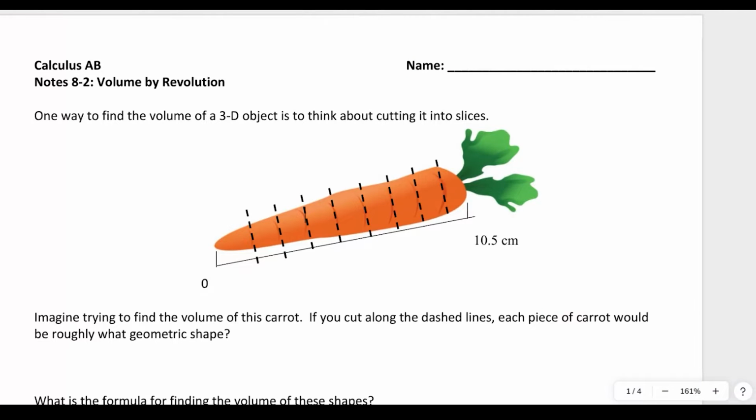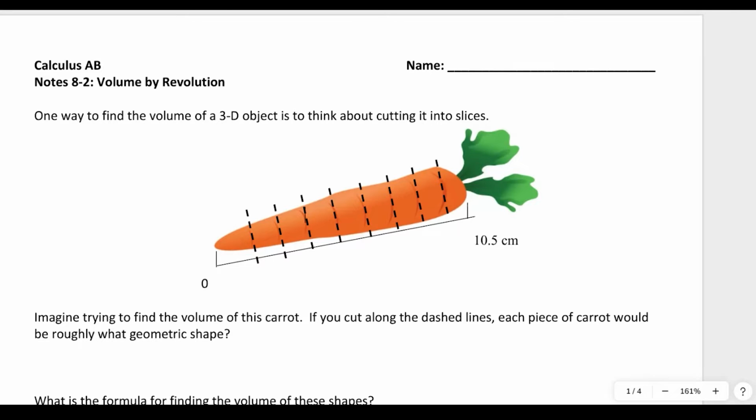We learned how to find the area between two curves, and the general idea behind that is just to set up a definite integral from a to b of the top function minus the bottom function, whichever one is on top minus the bottom. So hopefully you did okay with that.